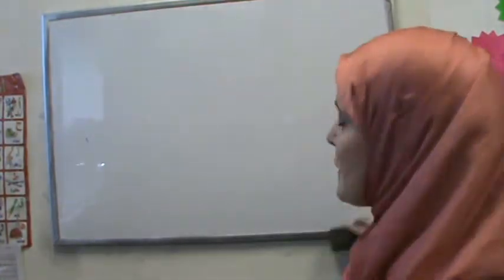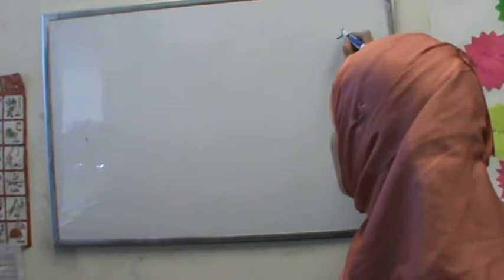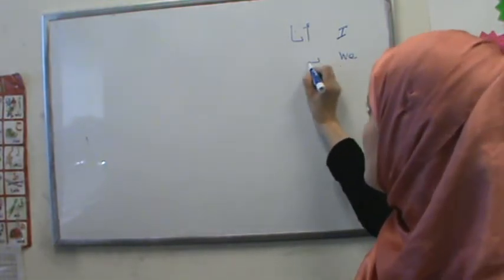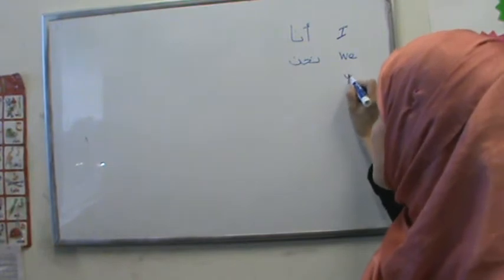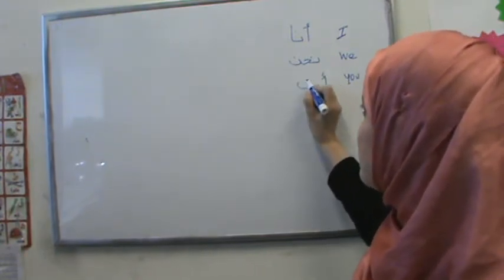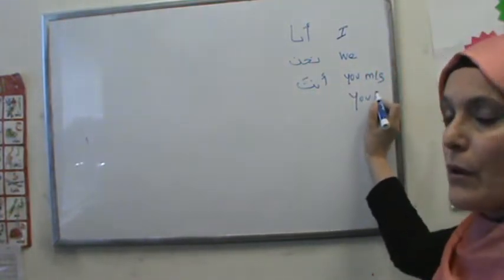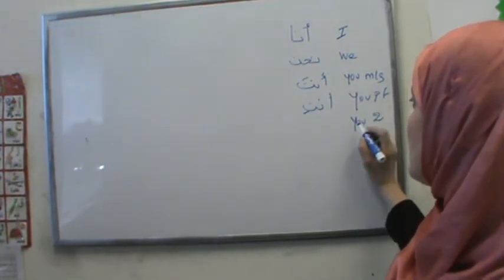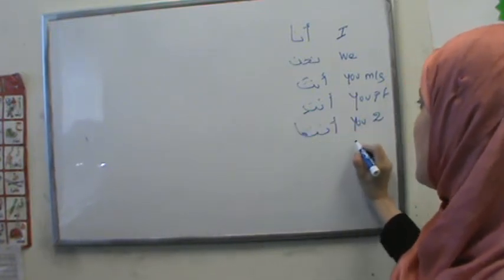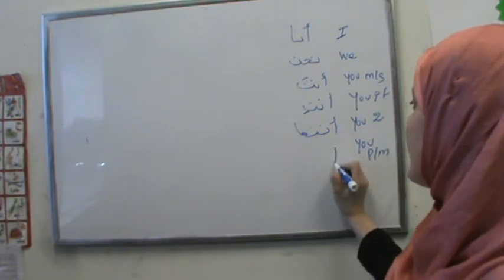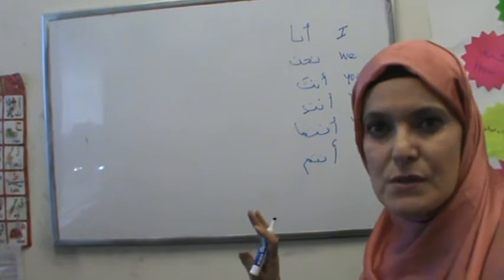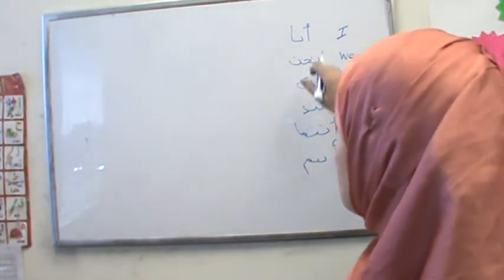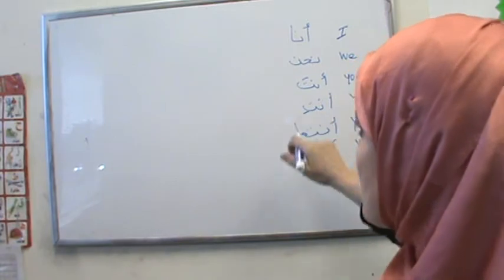So what I do, I bring my pronouns again in order: I, equivalent to Ana; we, nahnu; you, masculine singular, anta; you, singular female, anti; you, two people, entuma; and you, plural male, entum. I'm going to hone in on the you plural female and they plural female, because these are the most commonly used in the conjugation.